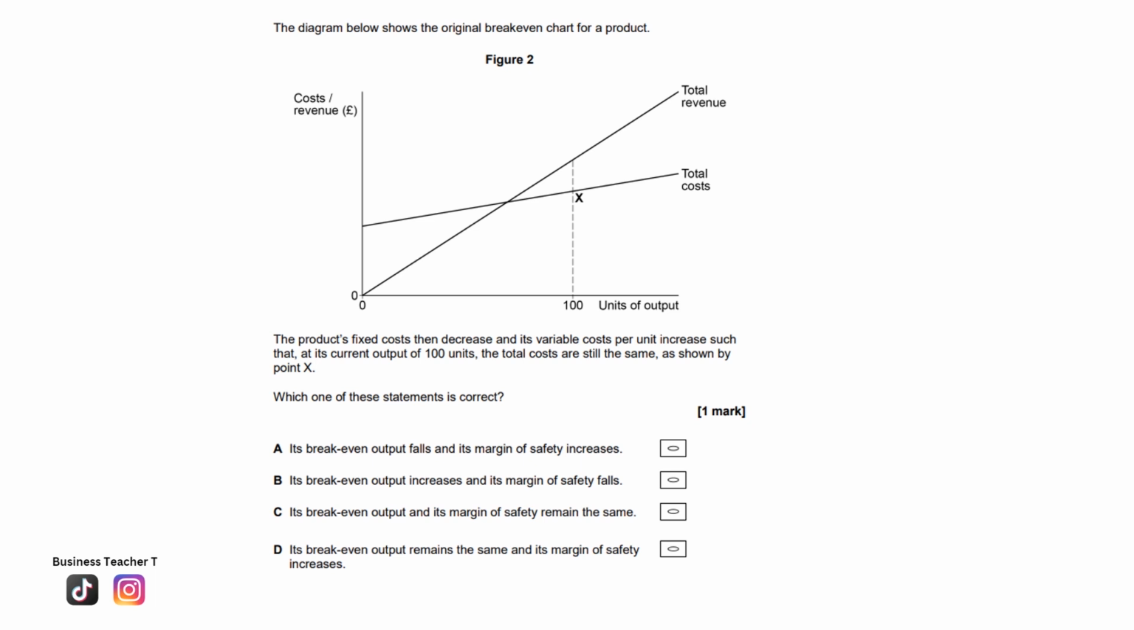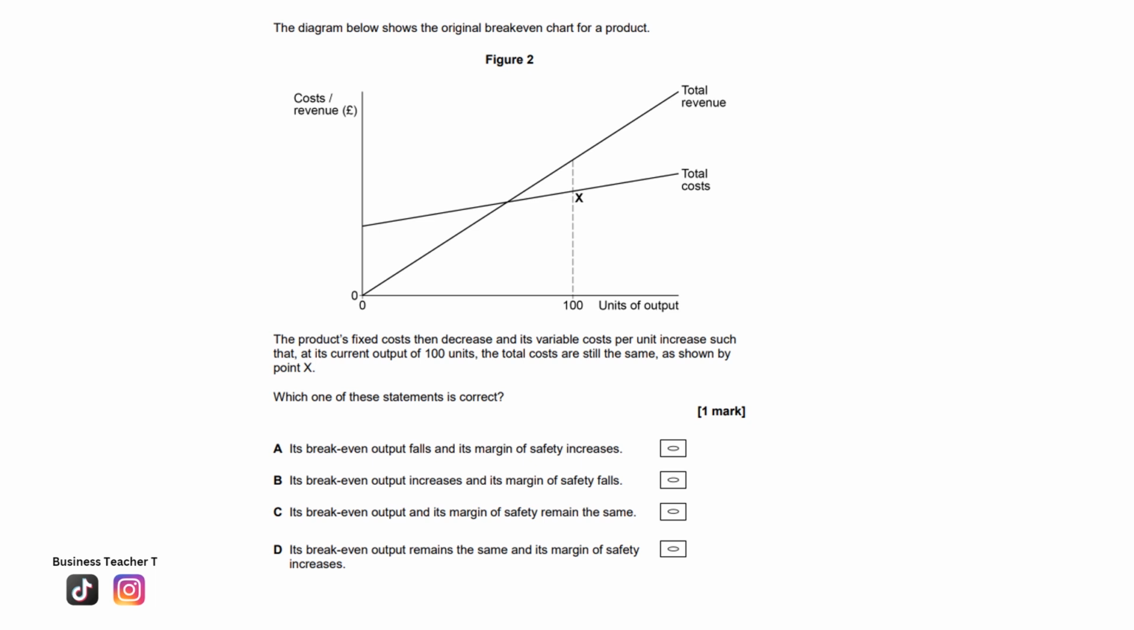Which one of these statements is correct? A. Its break-even output falls and its margin of safety increases. B. Its break-even output increases and its margin of safety falls. C. Its break-even output and its margin of safety remain the same. Or D. Its break-even output remains the same and its margin of safety increases.